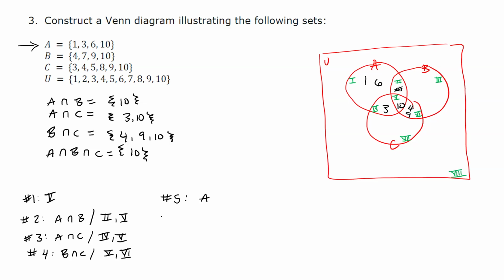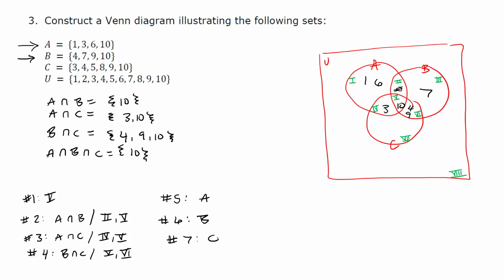Okay. Then for step number 6, we'll look at set B. For set B, we have the numbers 4, 7, 9, and 10. For set B, we already have 10, 4, and 9. So the only number missing is 7.